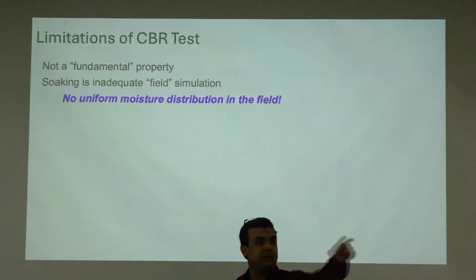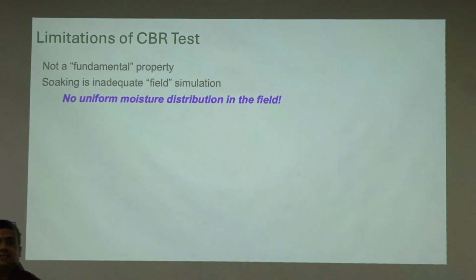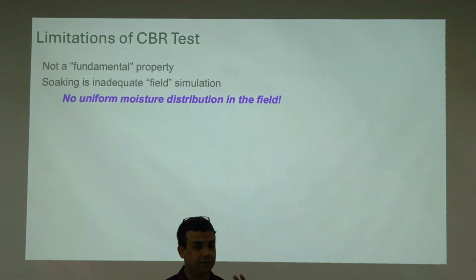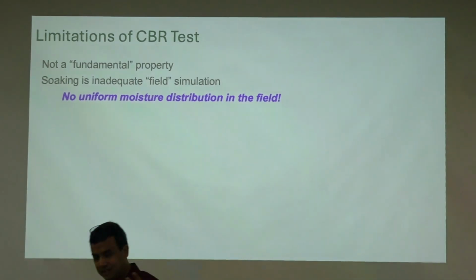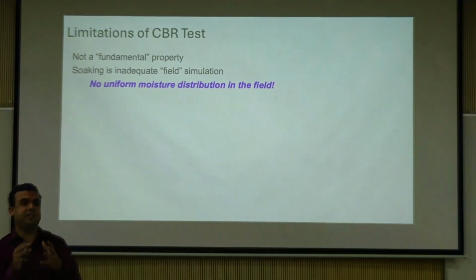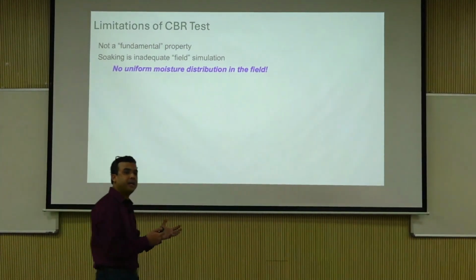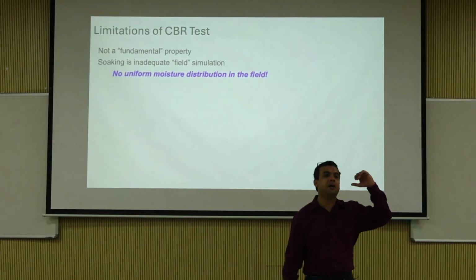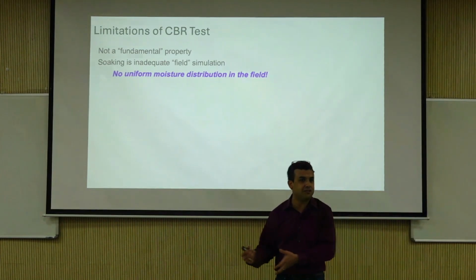Soaking. Who asked? You asked, right? What's your name? Ashish asked, what is the point of 96-hour soaking? Why do we do it? Who can answer that? Why do we soak it for 96 hours? Saturation, yes. So water is the worst thing that can happen to your soil or aggregate, right? So you're basically soaking it to simulate 100% saturated, the worst possible moisture condition that the soil can have, and you are going to get a very, very conservative number.